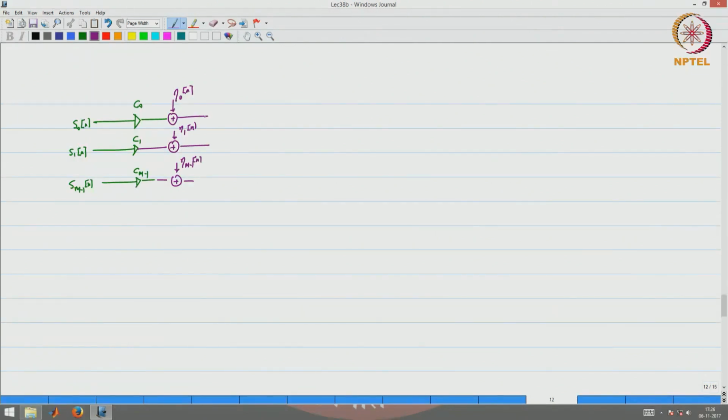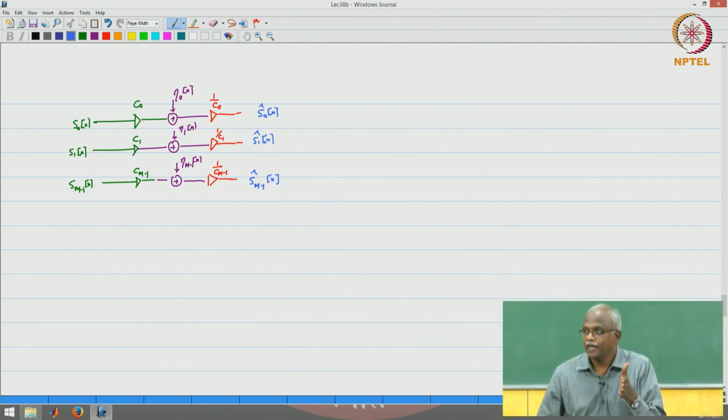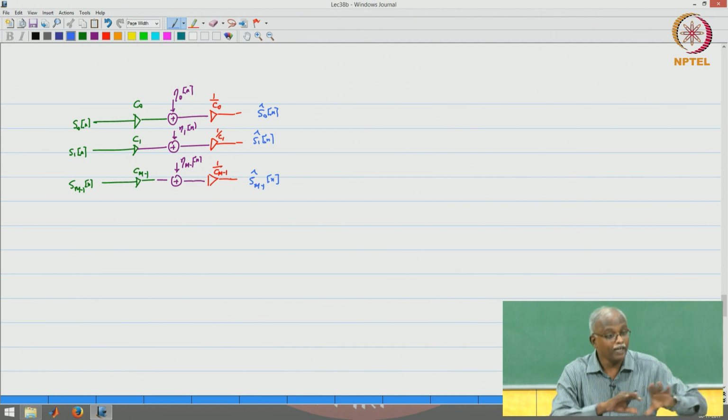These are the noise terms, and what we do at the other side is 1 over C naught, 1 over C1, 1 over Cm minus 1, that is the one that we do just before we declare the output, and this is S naught hat of n, S1 hat of n, Sm minus 1 hat of n. So, the introduction of the IDFT as your modulation matrix and the DFT as the one at the receiver parallelized your channel.